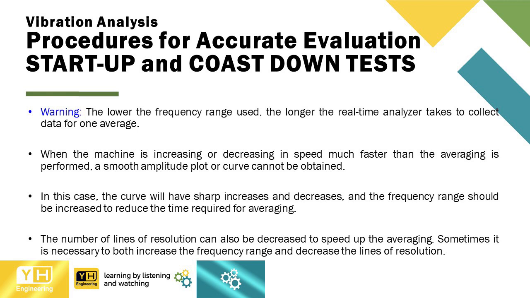When the machine is increasing or decreasing in speed much faster than the averaging is performed, a smooth amplitude plot or curve cannot be obtained. In this case, the curve will have sharp increases and decreases, and the frequency range should be increased to reduce the time required for averaging. The number of lines of resolution can also be decreased to speed up the averaging. Sometimes it is necessary to both increase the frequency range and decrease the lines of resolution.